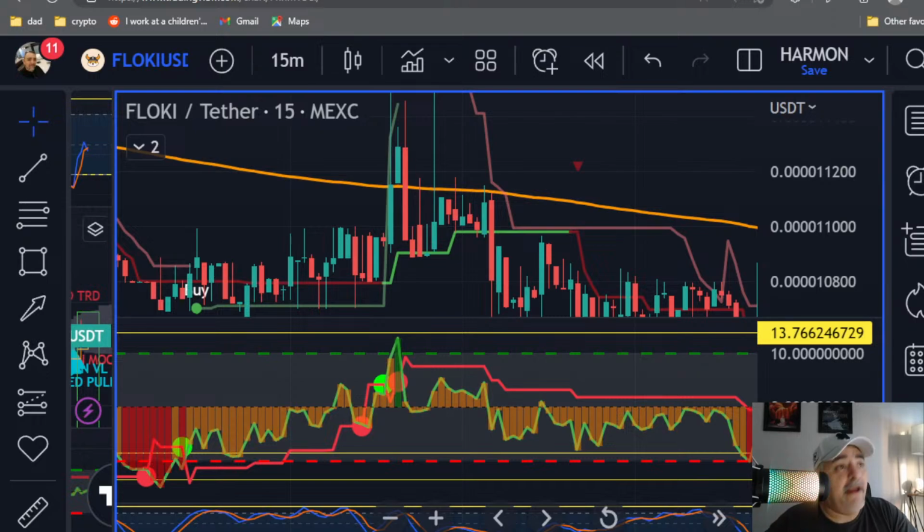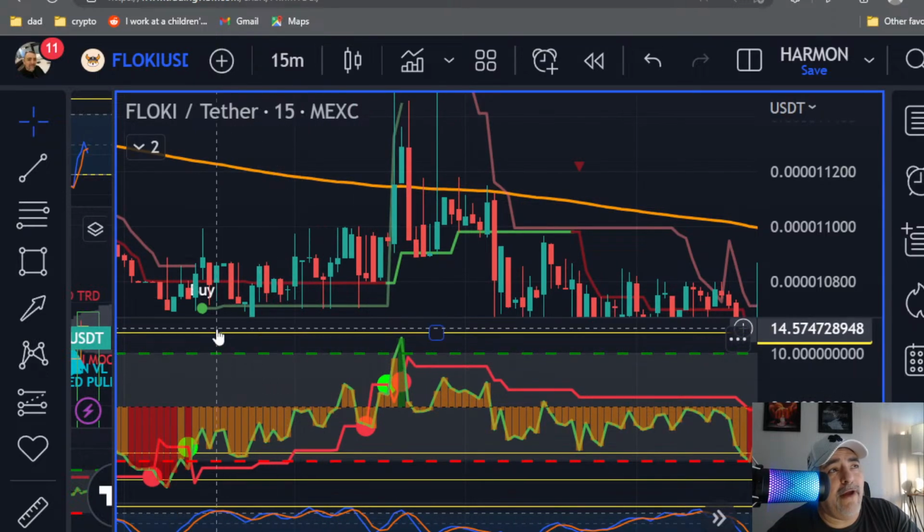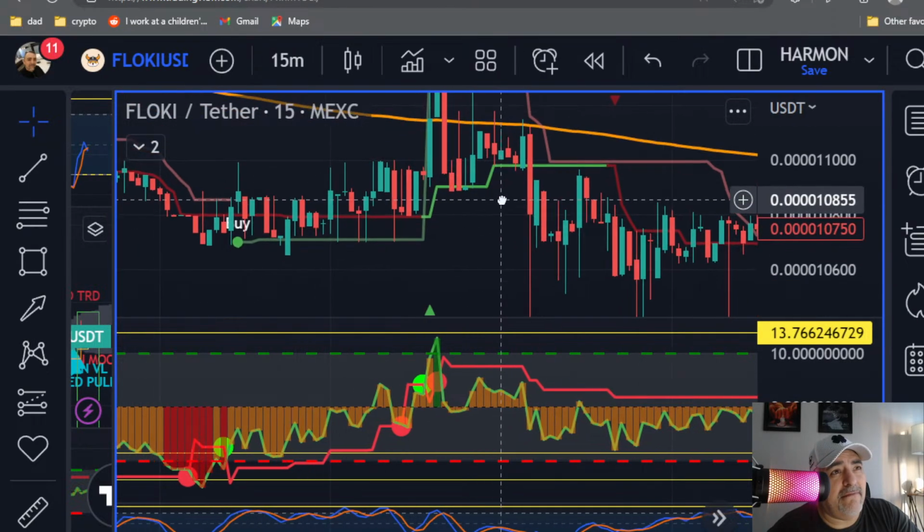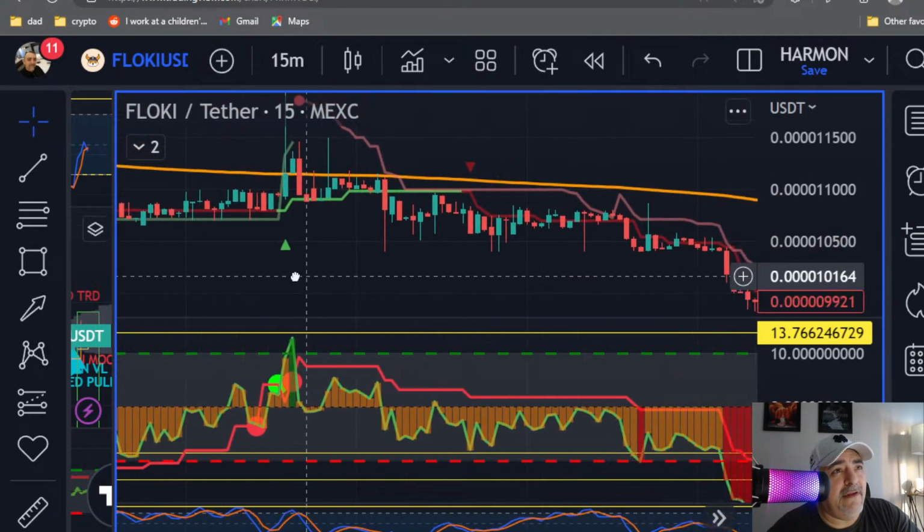Negative volume there. Okay, so positive volume up top. So that's a good rule right there, right? So green moon, buy signal, trend, right? Nice little jump, nice little jump, right? So let's keep sliding here.